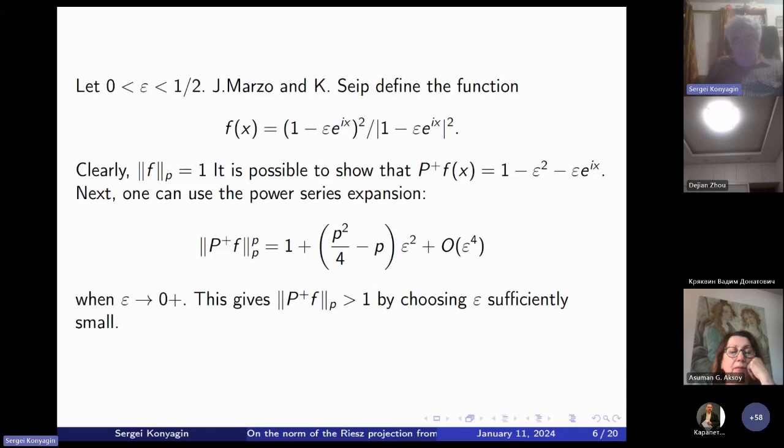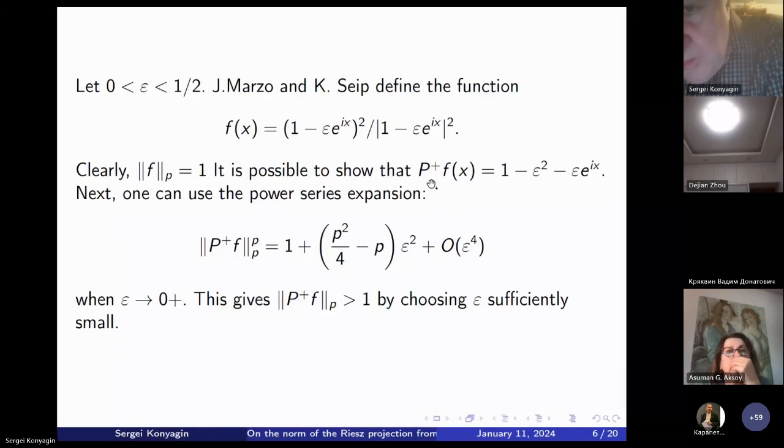So Marceau and Sapin define the following function f of x. You see that the absolute value of this function is 1 for any real number x. So for any p, the L^p norm of f is 1. And we want to estimate the norm of the Riesz projection of the function f. It is possible to evaluate the Riesz projection. It has quite a simple form.